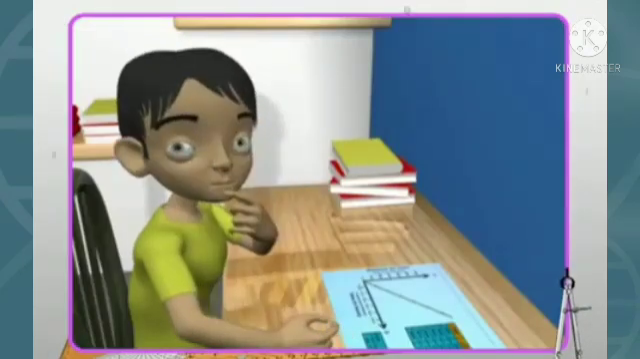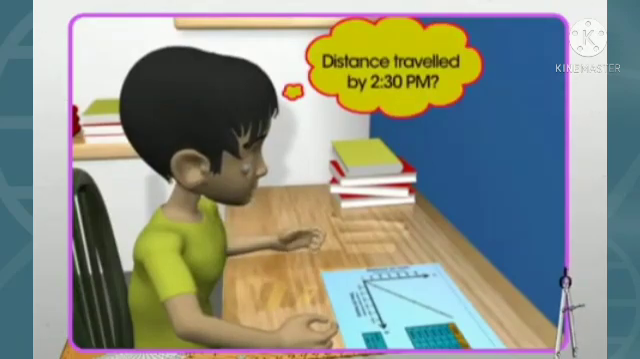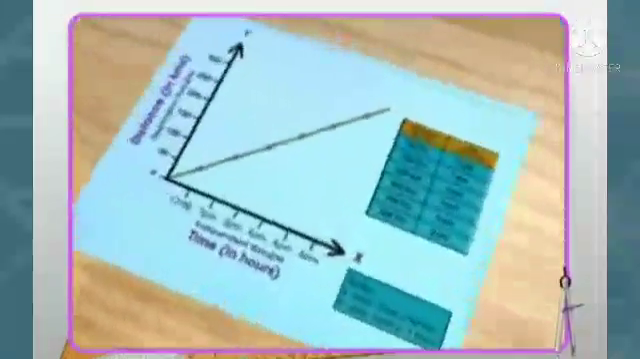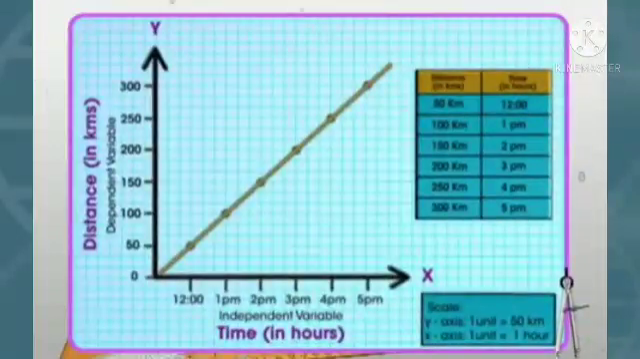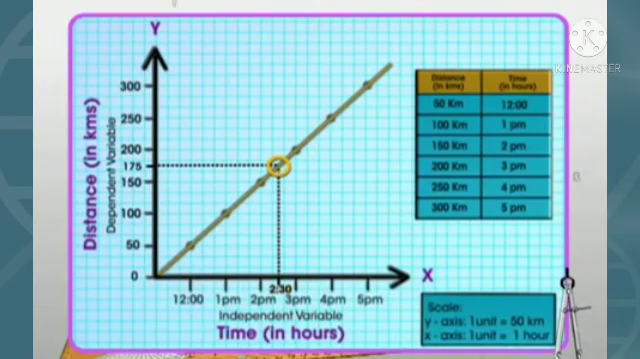The little boy is curious to know, by looking at the linear graph, what distance he would have covered by 2:30 p.m. Well, it's simple. Take the midpoint between 2 p.m. and 3 p.m., that is 2:30 p.m., along the x-axis. Now, drawing the vertical and horizontal line corresponding to this midpoint, the distance covered is 175 kilometers by 2:30 p.m.